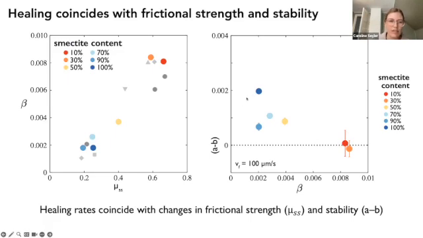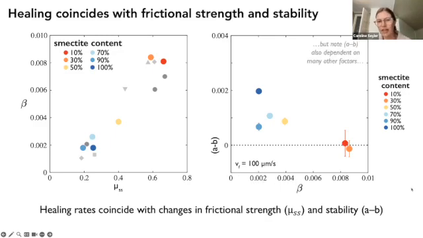And we see also here that with increasing clay content, you get more stable A-B parameters associated with those low healing rates. And in the opposite, in the quartz-rich samples, you get more velocity neutral or velocity weakening or unstable properties with these high healing rates in the quartz-rich gouges. So it seems like these parameters are not evolving separately from one another. They're co-varying. So as healing rate changes, it is corresponding with changes in the frictional strength and possibly the stability.